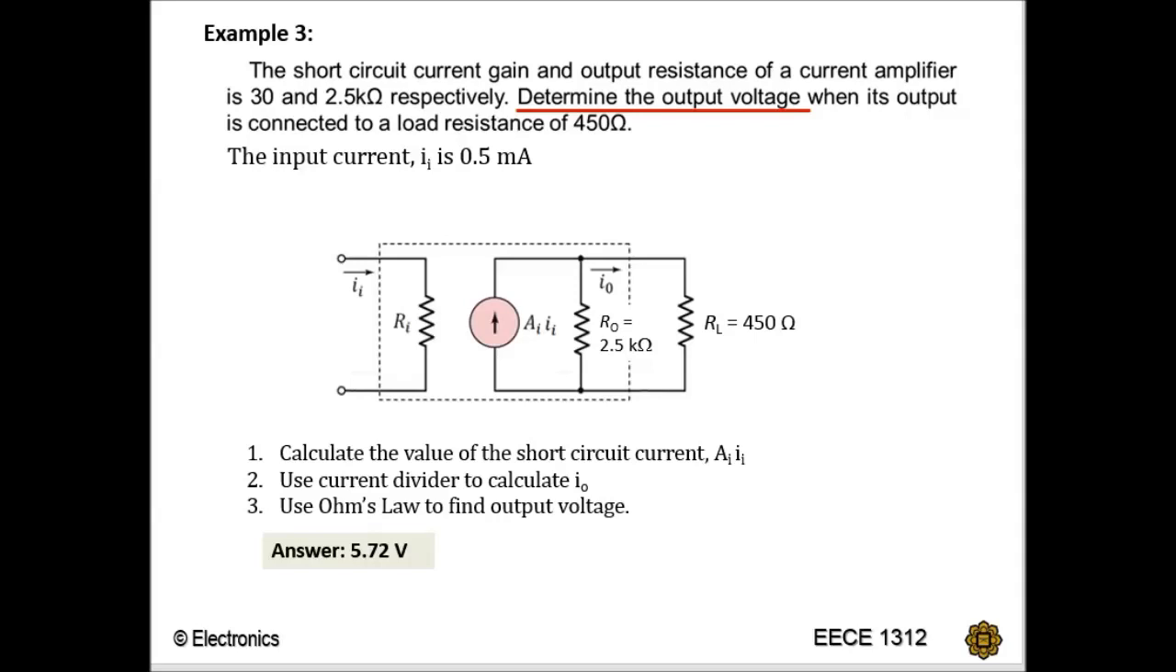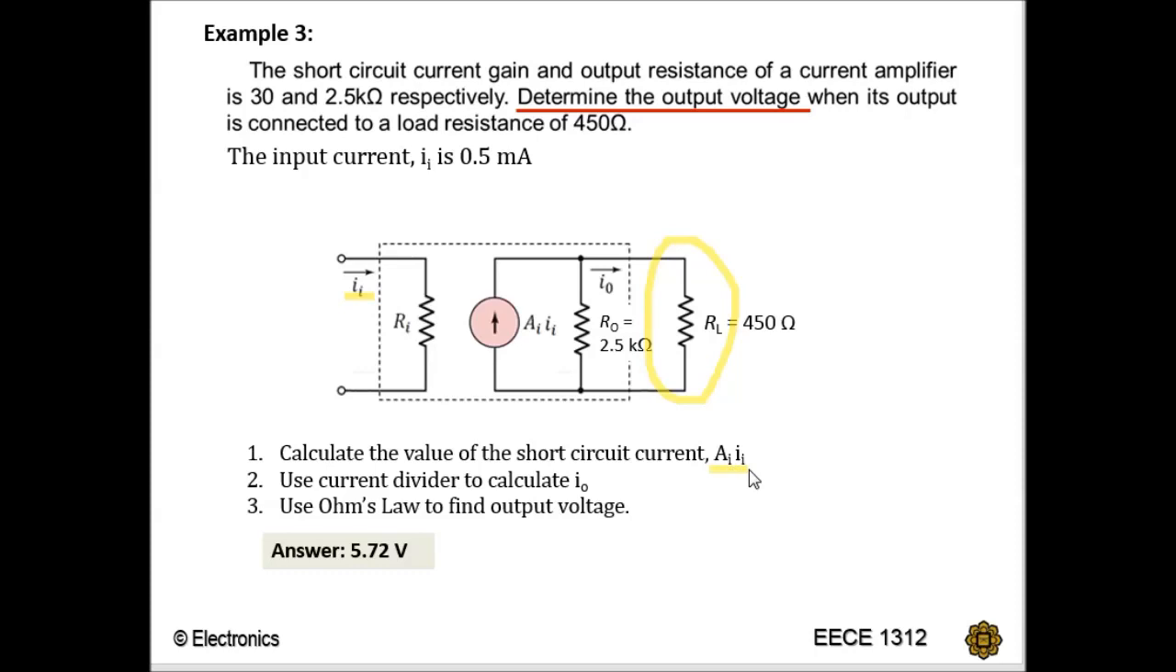Okay, so back to the question. This is the output terminal, alright? So the input current is given to be 0.5 milliampere. So this is the input current. So the first step is to calculate the value of the short circuit current, AI times I in.